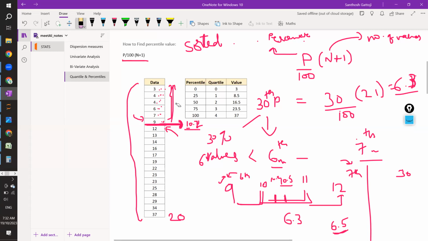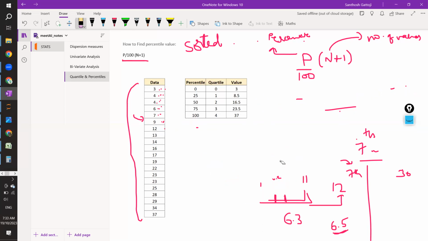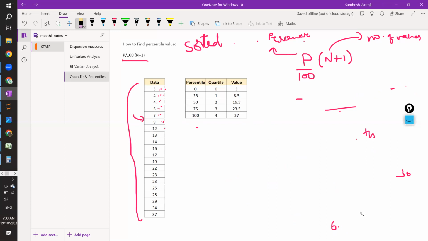Is this clear, guys? If you are confused a bit, that's fine. We'll take this example so that you will understand. Meghana, are you following? I hope you are following. Any confusions? Sir, clear. Clear? Okay, cool.